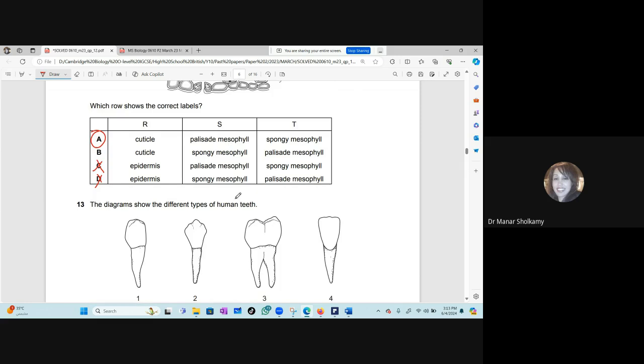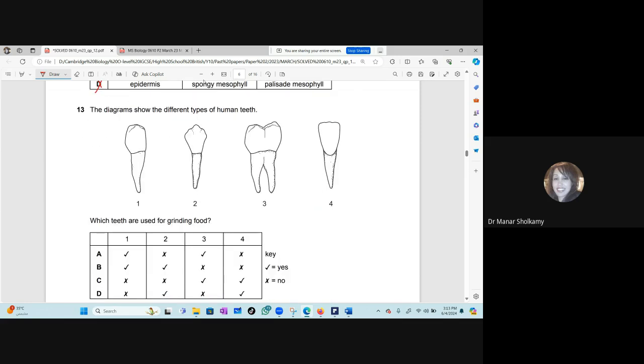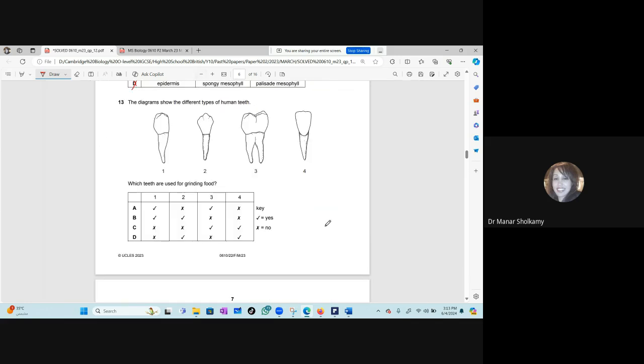The diagrams show the different types of human teeth. Which teeth are used for grinding? 1, 2, 3, or 4? A, B, C, or D? Okay, it's very easy. A. Yes, okay, A. 2? No, it's actually not 2. This is 3, and this one is 1. This is a canine. And this is an incisor. And this is a premolar. And this is a molar, number 3.